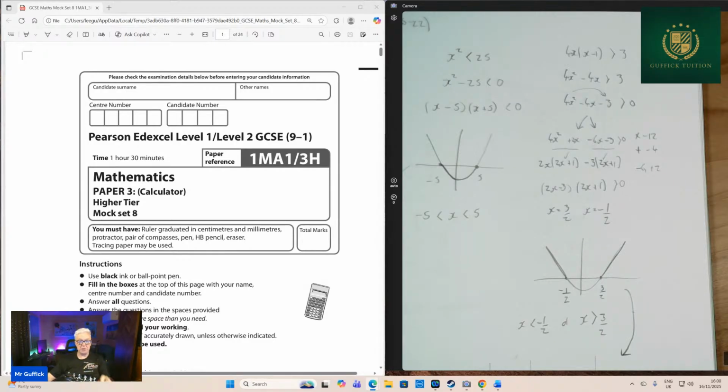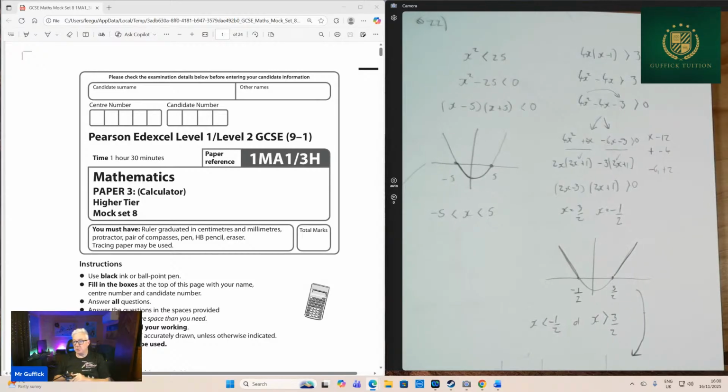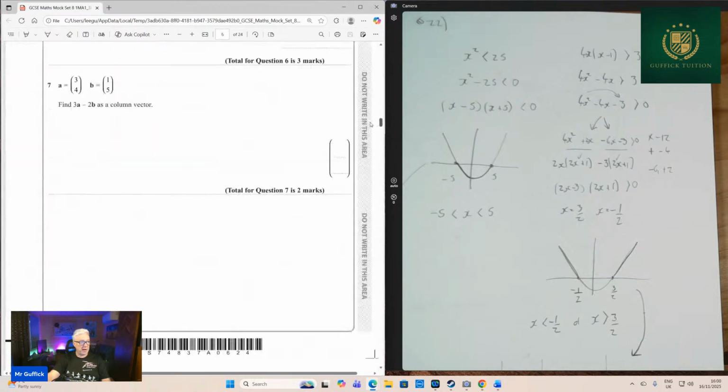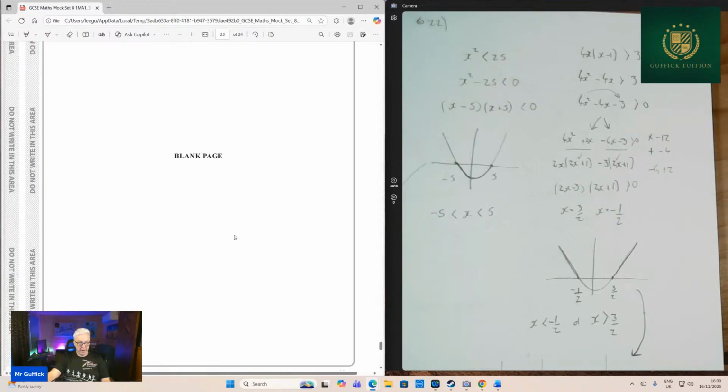So I thought what I'm going to do with this one is pretty much similar to what I did last time. I'm going to go through a paper from back to front, okay? And so start with all the most difficult questions first. So this is mock set 8, which I think is from 2023, something like that, paper 3. And we're going to start at the end and work through to the beginning. So we're going to look at all the grade 9 questions going through to grade 8 and then towards the 7 ones. Okay, so we're starting at the back of the paper.